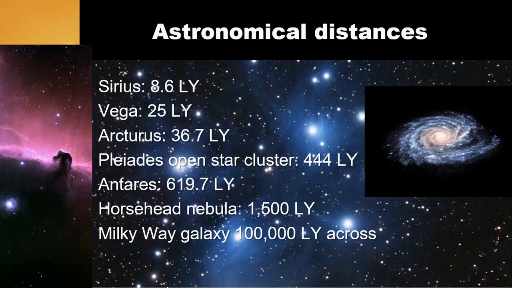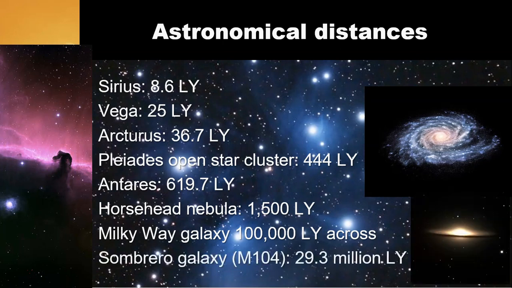And one of the farthest away that we've ever observed is called the Sombrero Galaxy. You can see it looks like this, kind of like a sombrero. Guys, it's 29.3 million light years away. When we see it, we're looking at the way it looked 29.3 million years ago.